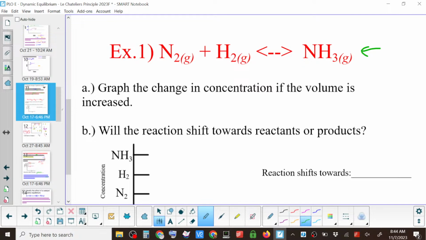Because it will shift to the side with fewer molecules. How do you know that? Decreasing the volume made the pressure go up, there's more particles, they got crowded. By shifting to the side of 2, they're less crowded. That got rid of some. What would be the factor then?